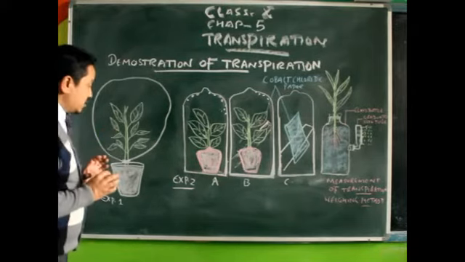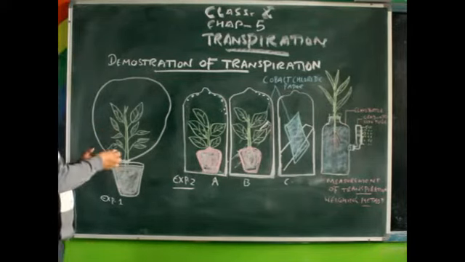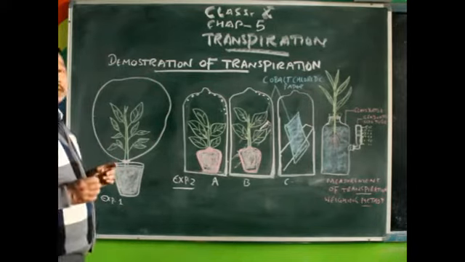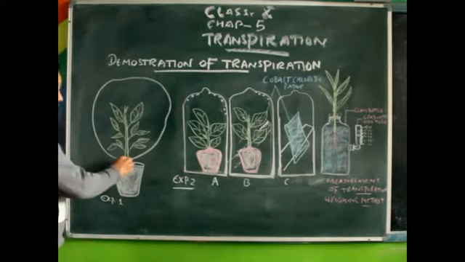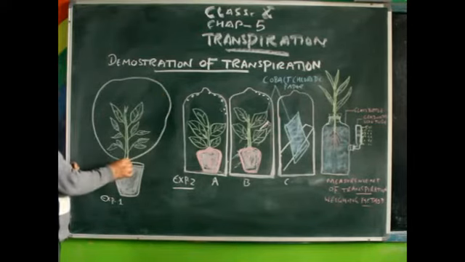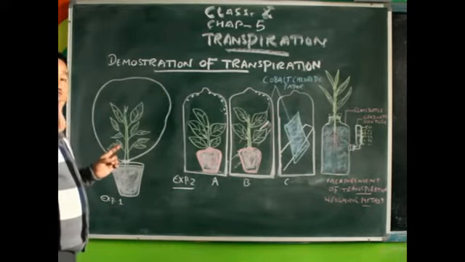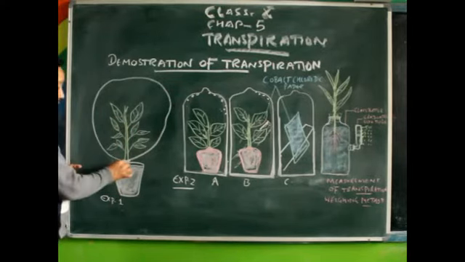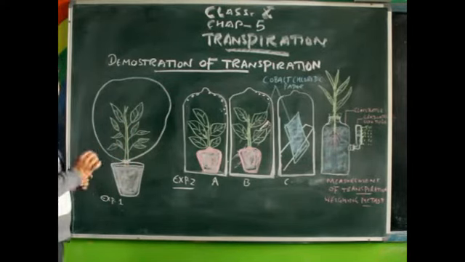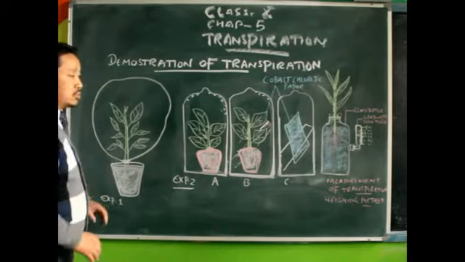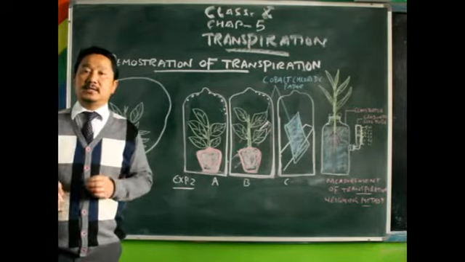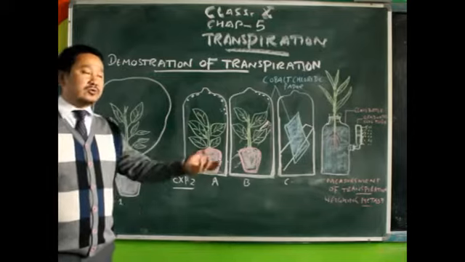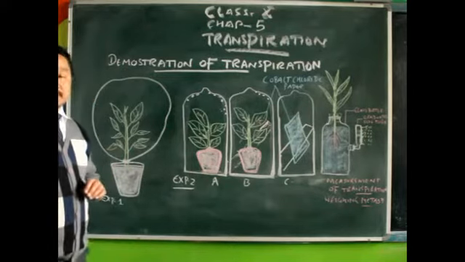So in order to check that one, in the beginning itself, what you do is take a transparent polythene bag and cover this entire plant, and tie the mouth of the polythene bag at the base of this stem. Alright, then what you do? You keep this outside in the sun for some hours, for 1 or 2 hours.